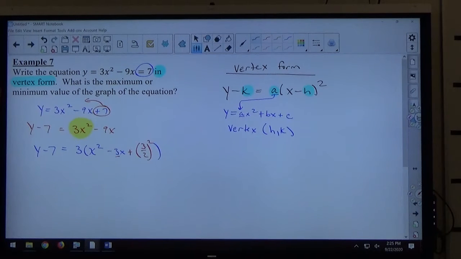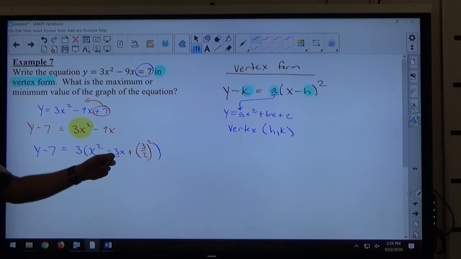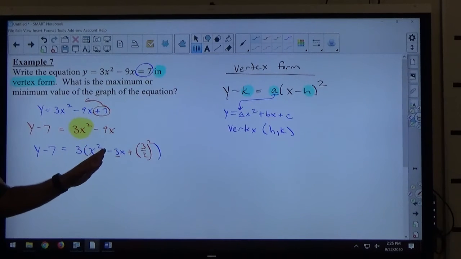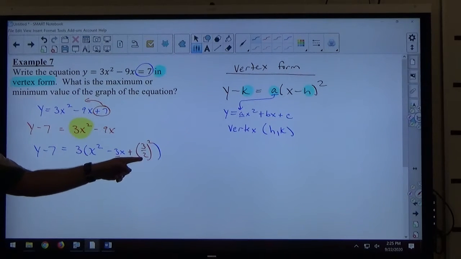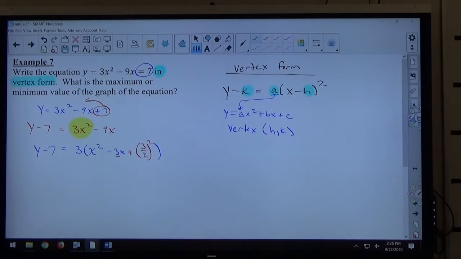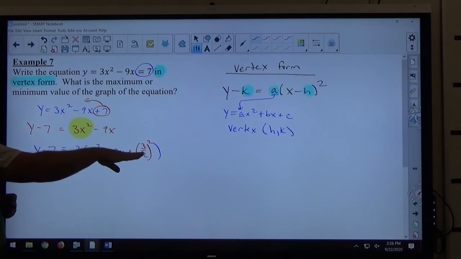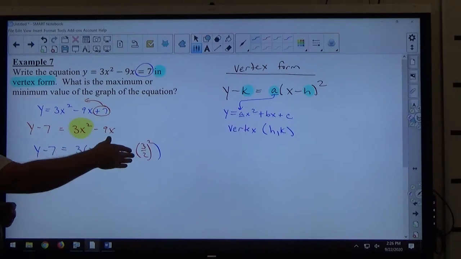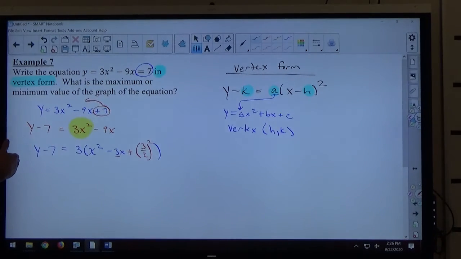Before I get to the weird part, let me make sure everybody understands what I just did. B is negative 3 specifically, but we just pretend it's always positive for this purpose. B is 3, half of 3 is 3 halves, and we square it, right? What's 3 halves squared? 3 squared is 9, 2 squared is 4, so 9 fourths, right? So I've added 9 fourths over here, right? So what we would do usually is we'd add 9 fourths over here, right?